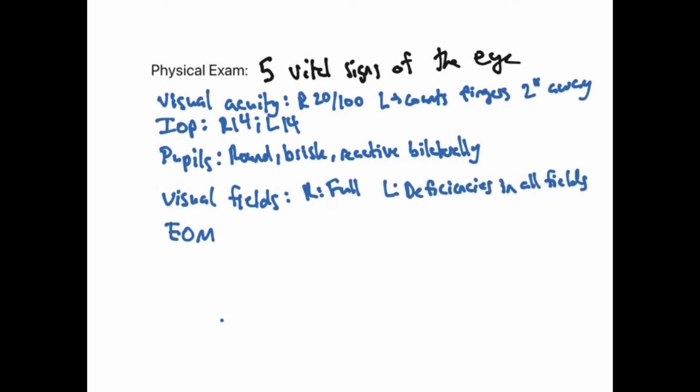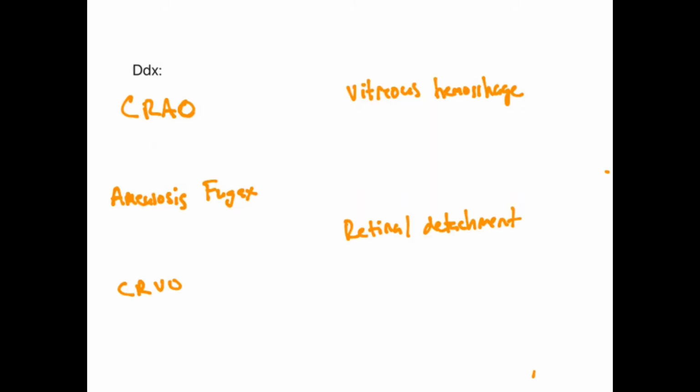Visual fields is next. There's great videos online to see how to examine them. On the right, they were full, and on the left, there were deficiencies in all fields. And finally, make that big H with your finger to examine the muscles of extraocular movement. Our patient was intact on the right and intact on the left as well. This is the must-do eye exam that you should be able to relay to your ophthalmologic colleagues if you call them. So what's your differential diagnosis for this patient?